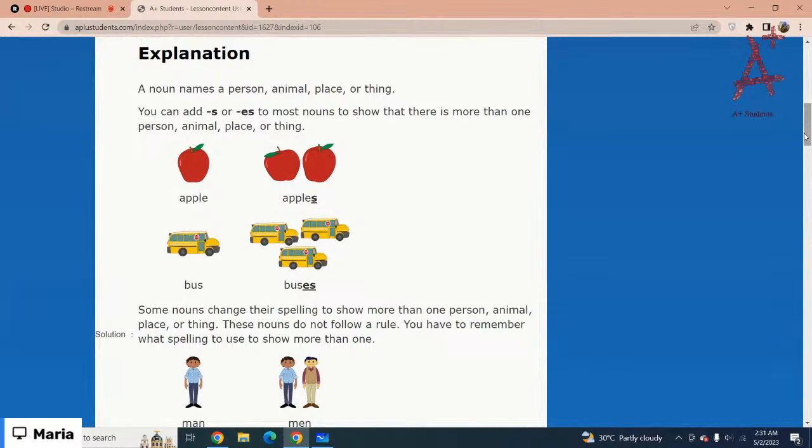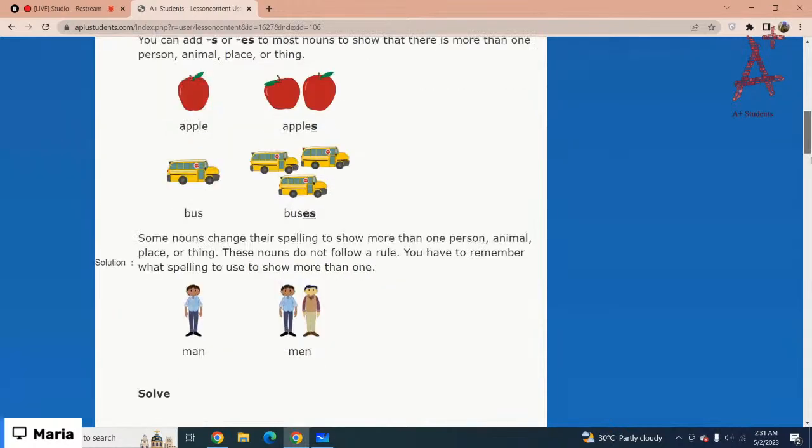Now some nouns change their spellings to show more than one animal, place, or thing. Most of the spelling gets changed. These nouns do not follow a rule. You have to remember what spelling to use to show more than one. Got it? They don't have any proper rule. Whenever you need to make them, you have to remember their spellings.